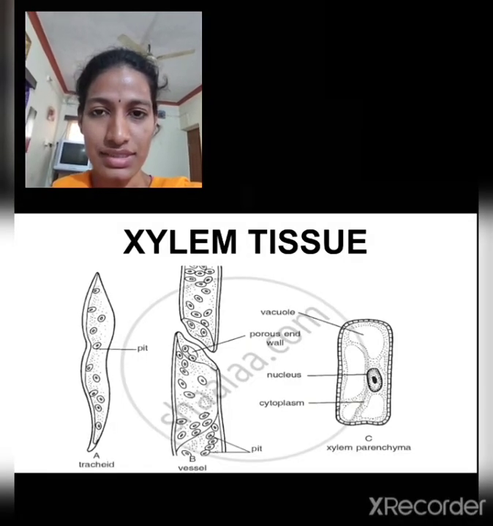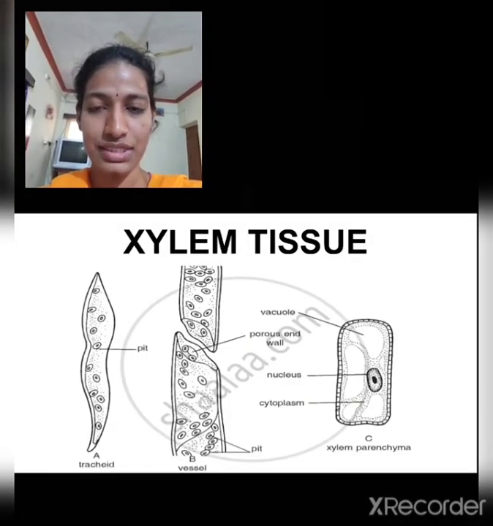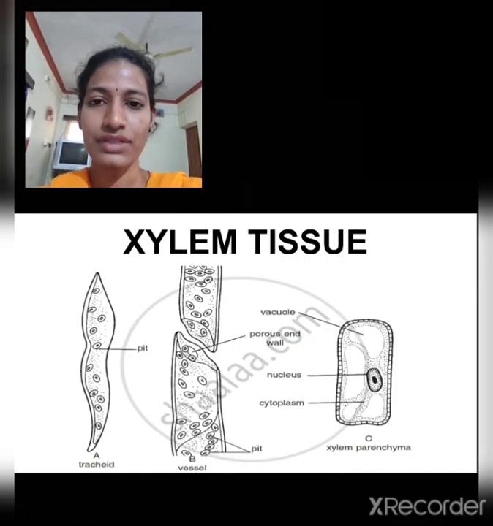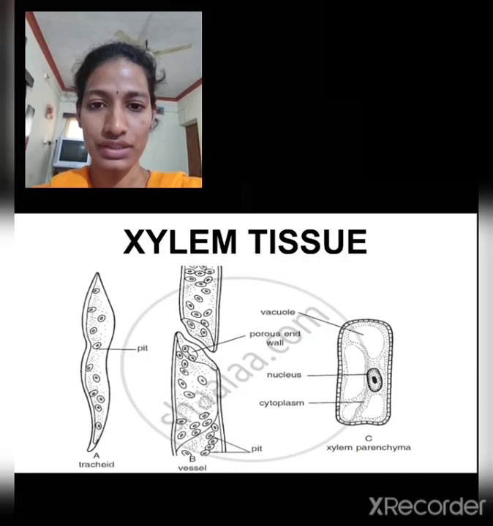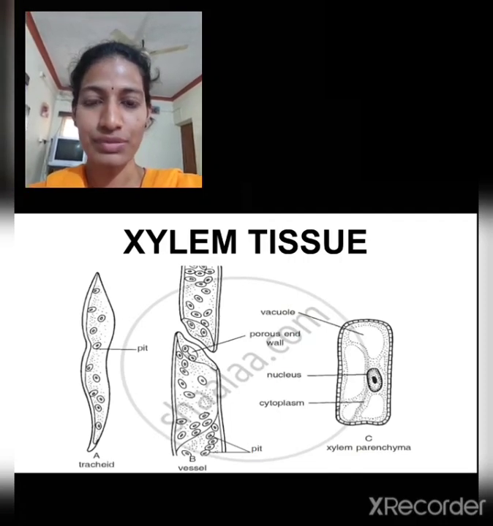So these are the xylem tissues which are present in the stem of the plant. So whatever water and minerals the root has absorbed, the stem, along with the tissues which are present, transports to the whole surface of the plant body. So let me give an example for you.